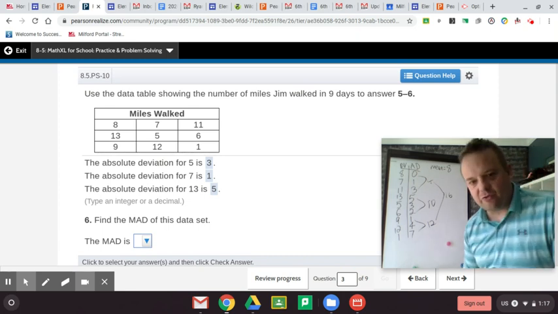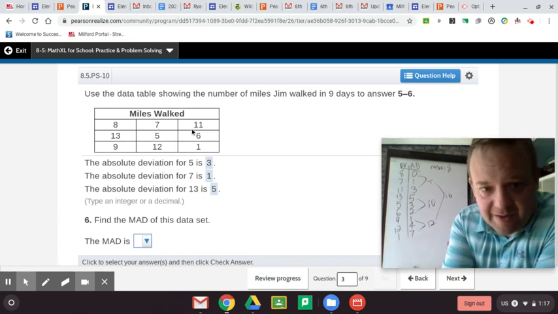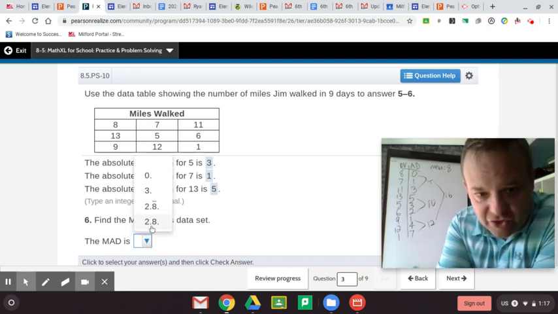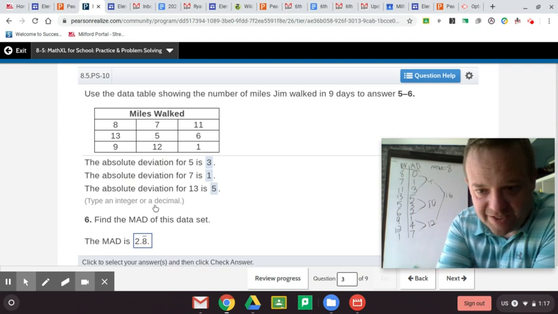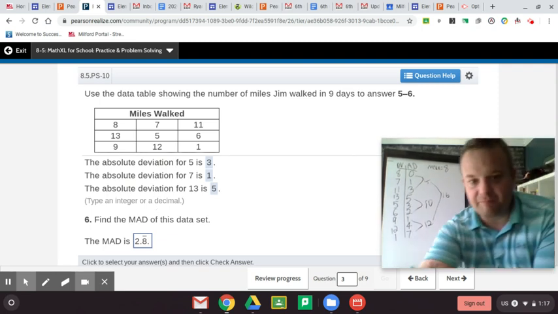So now you do 26 divided by 9 because there are 9 here. 26 divided by 9 is 2.88888 repeating, if my memory serves me. All right, put those back.